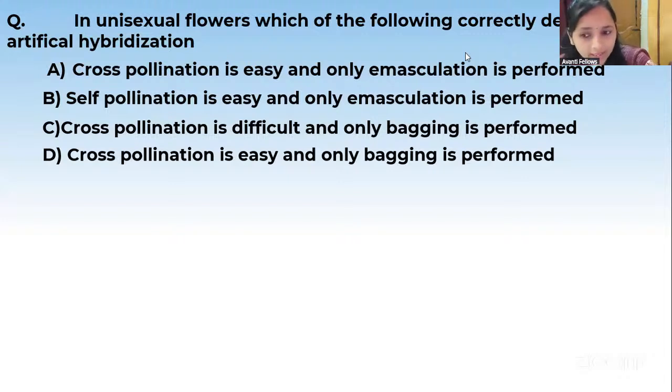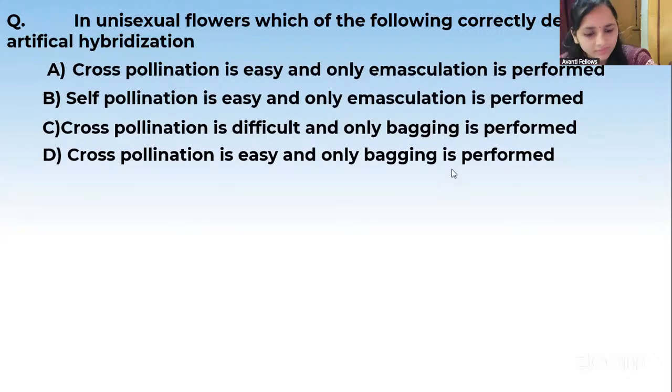Think once again. Just remember, guys, in artificial hybridization, we are doing only cross-pollination. There will be no self-pollination. Cross-pollination is easy and only emasculation is going to be done in the unisexual flower. What I told, emasculation is not at all required, right? Yes or no? I told emasculation is not required. See here, 40% gave A, B is 13%, C is 13%, and 33% D.